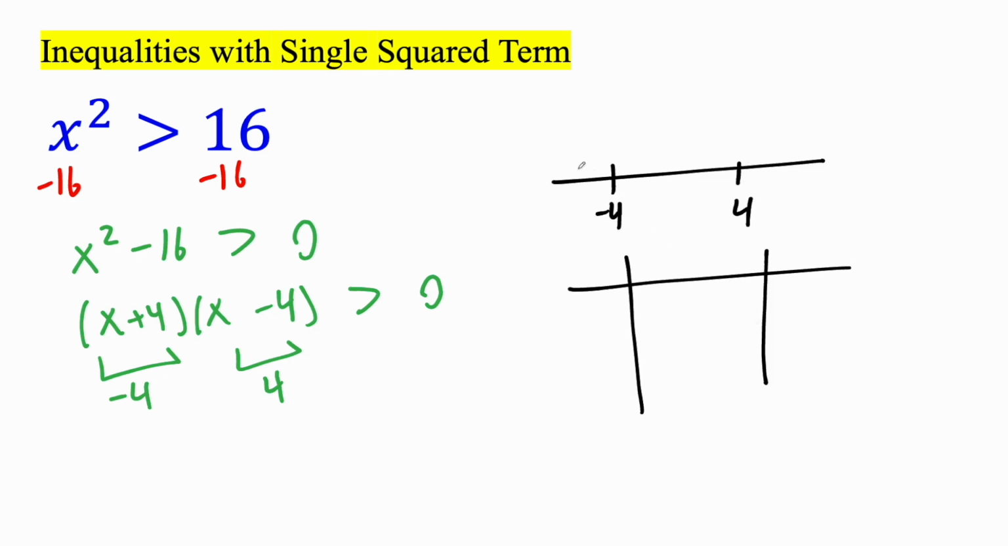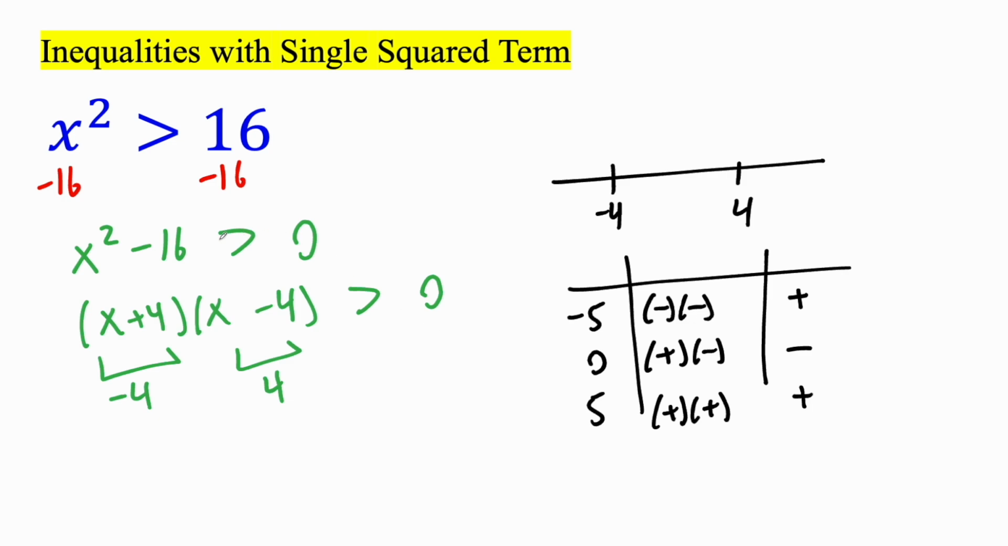Pick a point less than negative 4. I'm going to pick negative 5. Between negative 4 and 4, I'll pick 0. A number bigger than 4, I'll put 5. Now if I plug it in, negative 5 plus 4 is negative 1. Negative 5 minus 4 is negative 9. And so what we have is negative times a negative, which is a positive. Then we can do 0. So we'll have positive 4 and negative 4. So we'll say plus times minus, which is negative. Last one, 5. So 5 plus 4 is 9. 5 minus 4 is 1. A positive times a positive, and that's going to give us a positive.